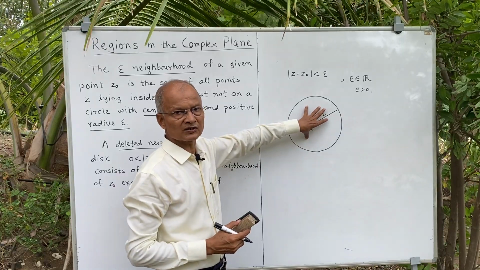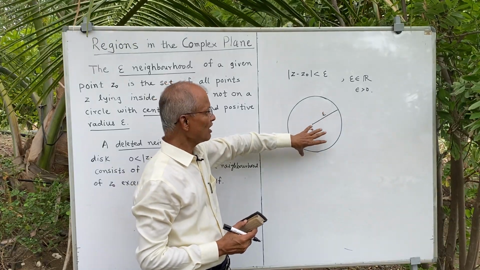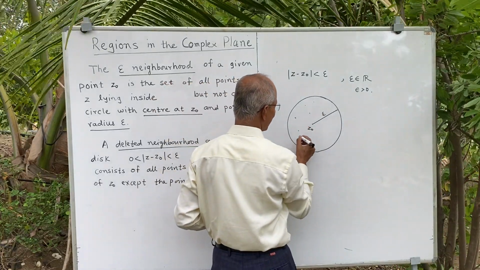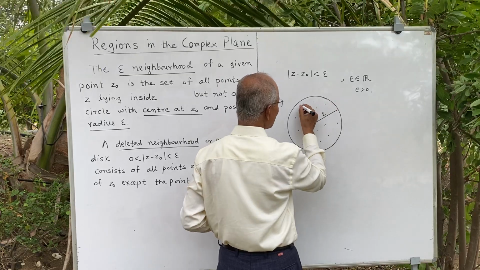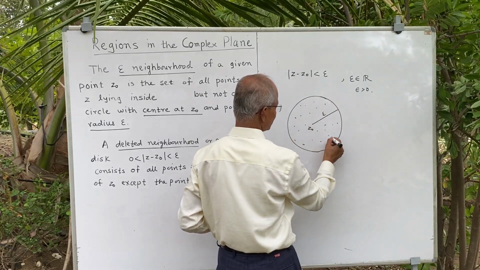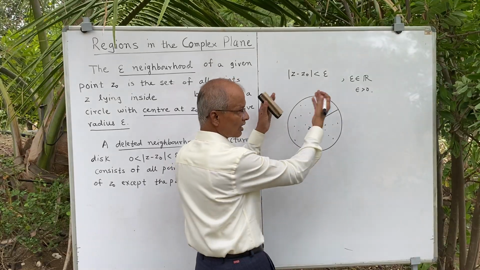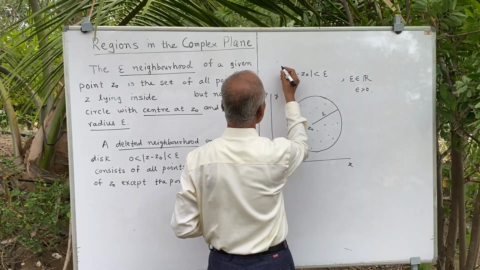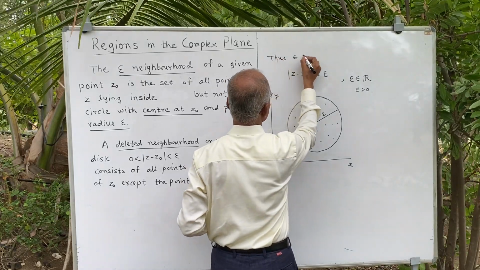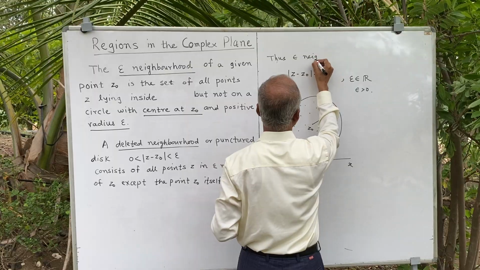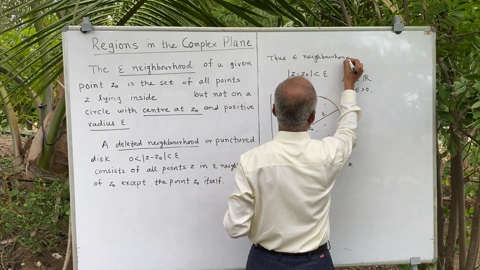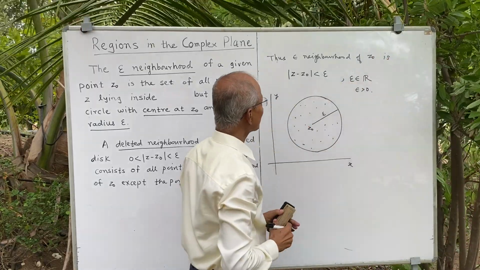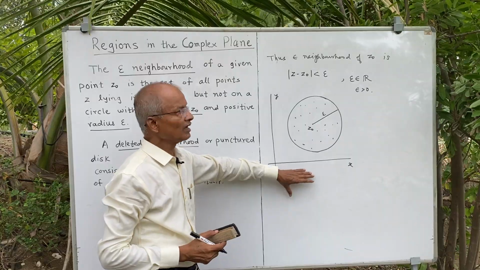That means those points in the complex plane which lie within epsilon distance from z naught, these are infinitely many points which will be inside this disk and not on the circle or outside the circle. This will be the complex plane x y. So, this epsilon neighbourhood of z naught is this one. Mod of z minus z naught is less than epsilon.